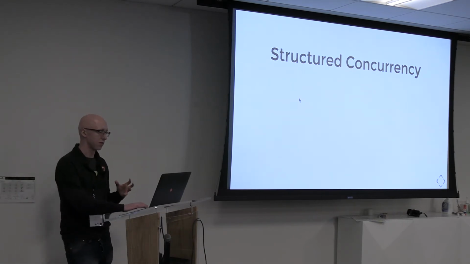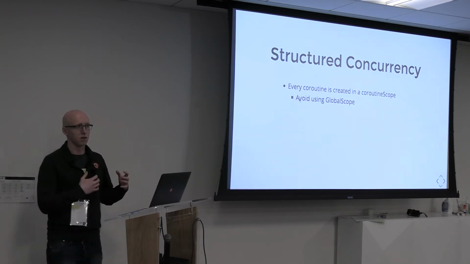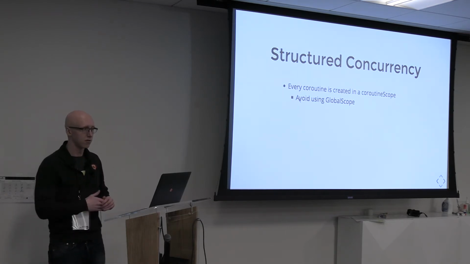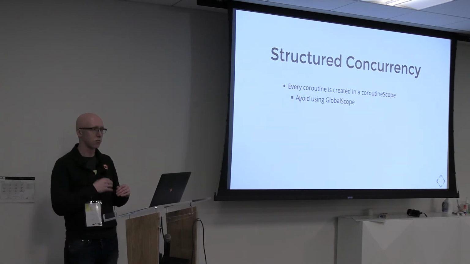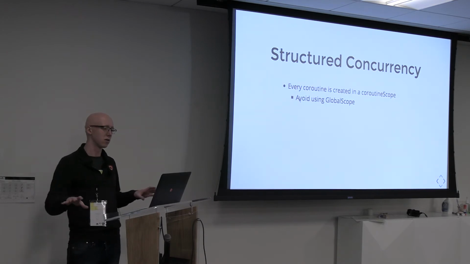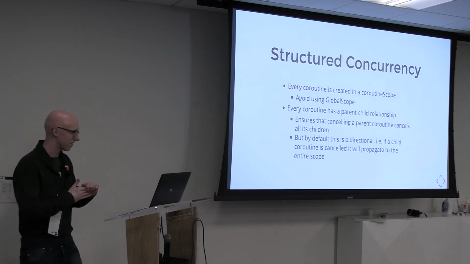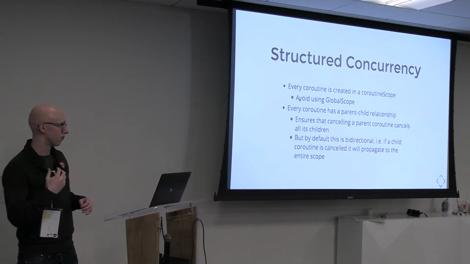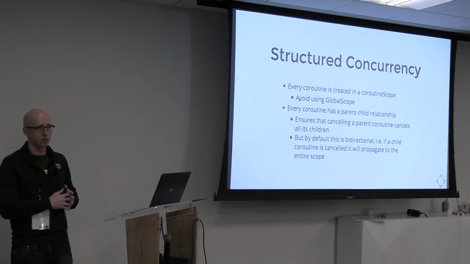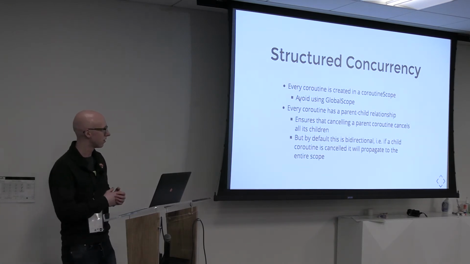They enforce this in Kotlin 1.3, and they say to avoid using GlobalScope, where your coroutine will run until your application ends. But with structured concurrency and this parent-child relationship, you can cancel a parent coroutine and cancel all of its children really easily. What I didn't get at the start was that by default this relationship is bidirectional. So if a child coroutine is cancelled or finishes exceptionally, it will cancel all of its siblings and its parent coroutine as well.